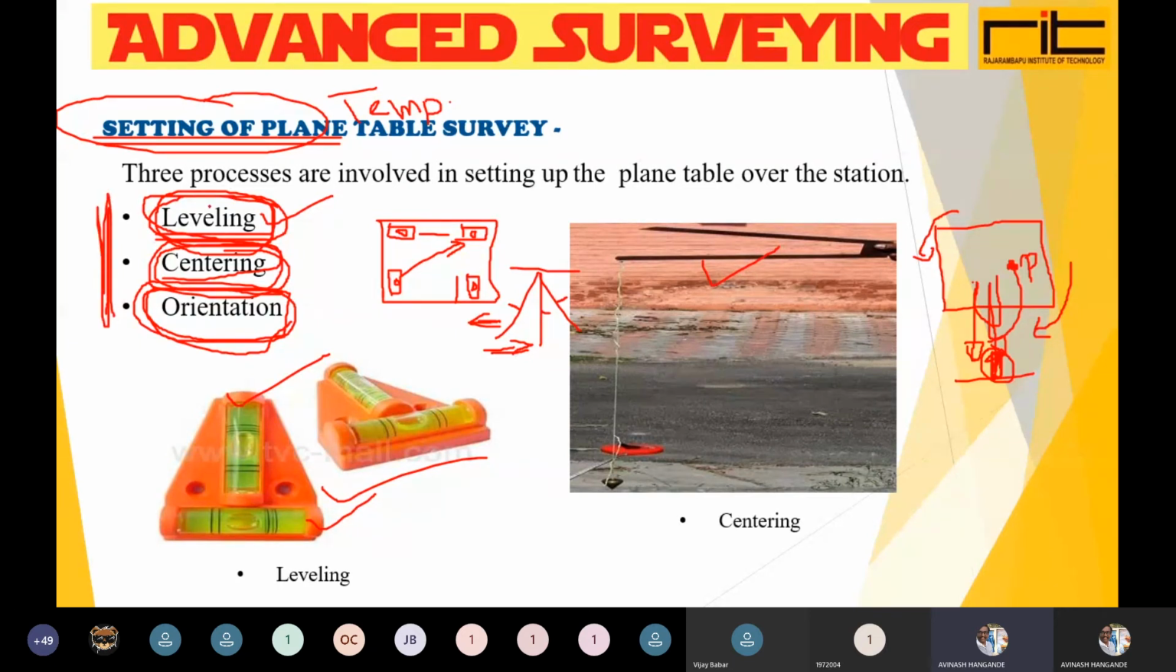Okay, so there are only three steps in temporary adjustment. Okay, first is the leveling one, which is done with the help of the spirit level or bubble tube. Okay, so how to perform that? So at every corner, so this is the first corner, 1. At this corner we have to place our bubble tube in this manner, so they should be perpendicular to each other, and then by using this tripod leg, we can make sure that the bubble is in center. Okay, so we have to just move that tripod leg inward or outward.